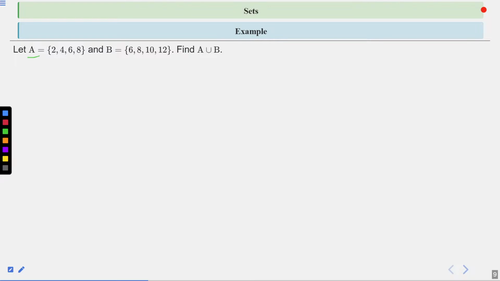So suppose set A is given to you with elements 2, 4, 6, 8 and set B also given to you with elements 6, 8, 10, 12. Can anybody answer what will be this A union B set?